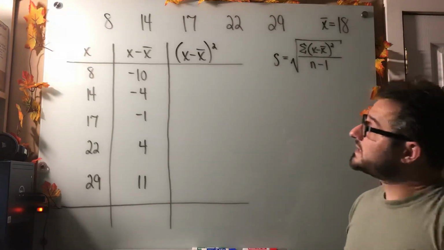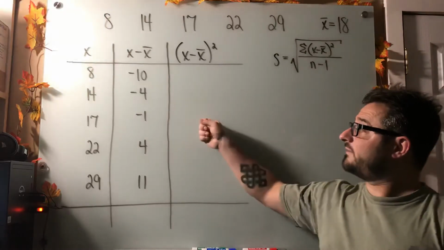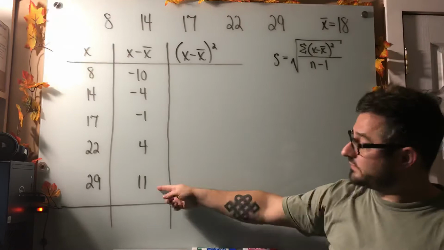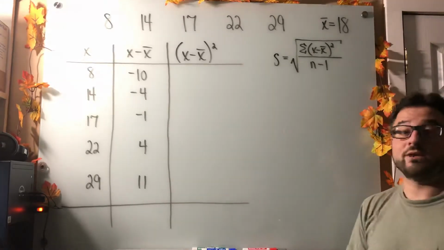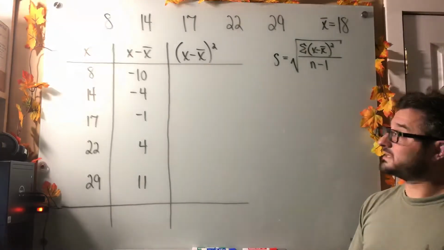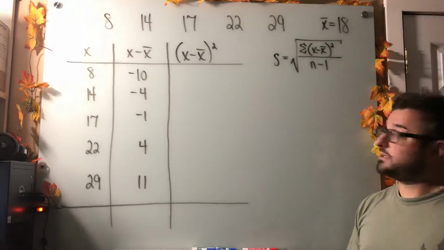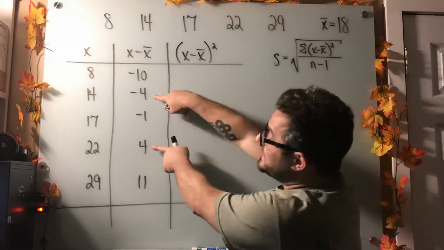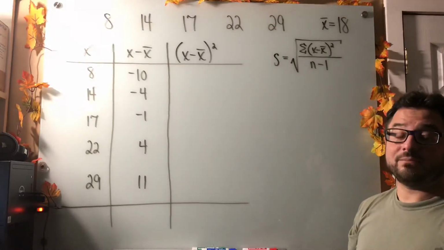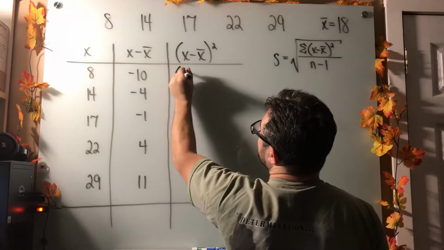Now, what we'll see here is that the values that are closest to the mean will have the smallest square deviation, and the values that are furthest from the mean will have the largest square deviations. And values that are approximately the same distance from the mean will have approximately the same square deviation, or values that are exactly the same distance from the mean will have exactly the same square deviation.